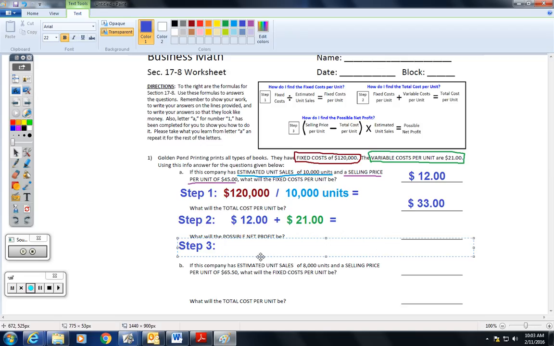As you can see, step 3 could be kind of a long one because we're going to have to use some parentheses. Then we can put in the selling price. Our selling price is the purple underline. Notice how it's not in a box, it's just a purple underline. That is $45, and we're going to subtract from it the $33 that we just found.